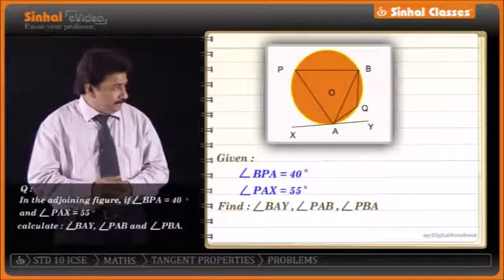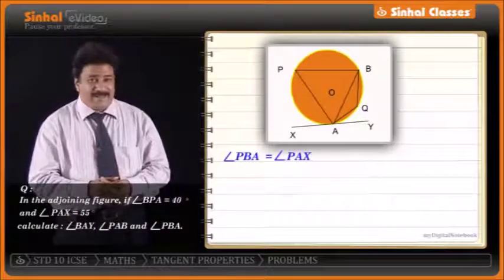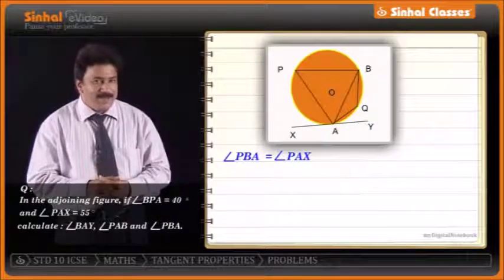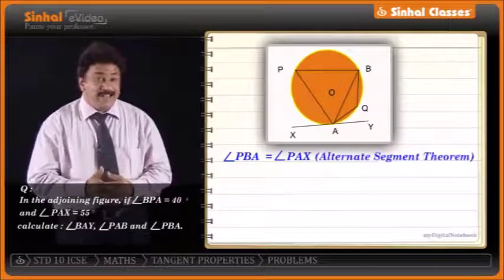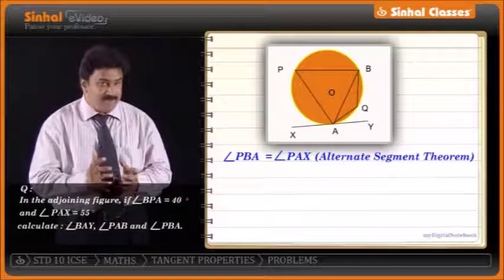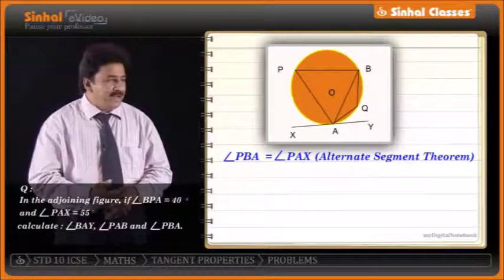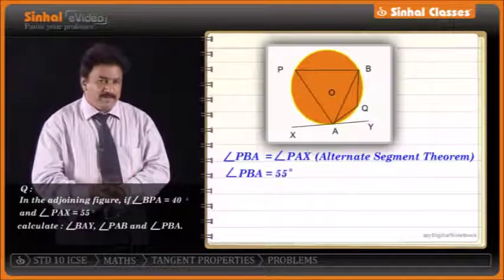Let's go for it. Angle PBA is equal to angle what? PAX. What's the reason for that? Yes, I think you're guessing the right thing. Alternate segment theorem. By this time you know what is alternate segment theorem. Therefore, the measurement of angle PBA is nothing but 55 degrees. So we have found one thing.